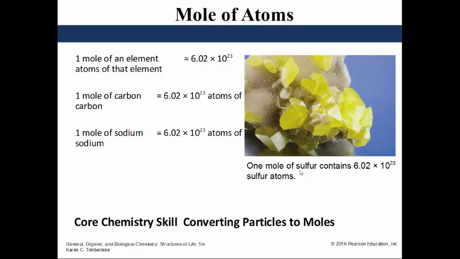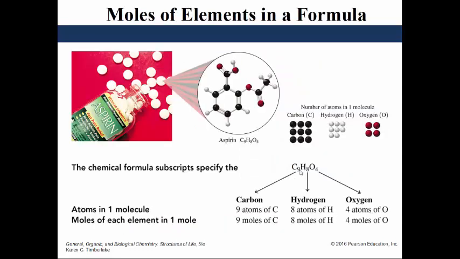So 1 mole of any element equals 6.02 times 10 to the 23rd atoms of that element. So 1 mole of carbon equals 6.02 times 10 to the 23rd atoms of carbon. 1 mole of sodium, 6.02 times 10 to the 23rd atoms of sodium. So the mole value is a constant value that doesn't change. And now we'll move on to calculating moles and elements in any given formula.